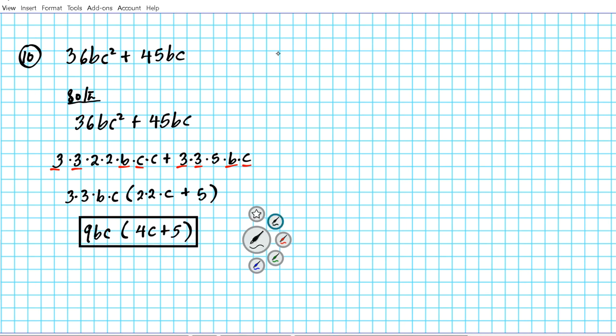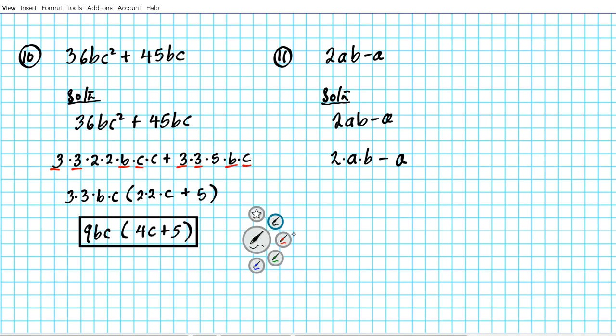All right, moving along to question 11. Let's say we were to factor the binomial 2ab minus a. All right, let's look at that. So we have 2ab minus a. So we decompose it completely. We have 2 times a times b minus a.